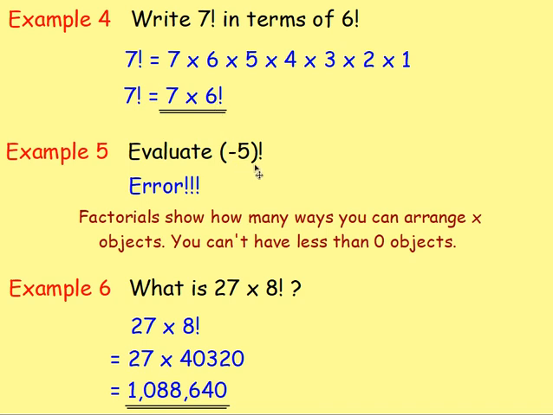Evaluate negative 5 factorial. The negative 5 is in brackets. You can't do that. Error. Factorials show you how many ways you can arrange a certain number of objects. You cannot have less than 0 objects, so that will not work.